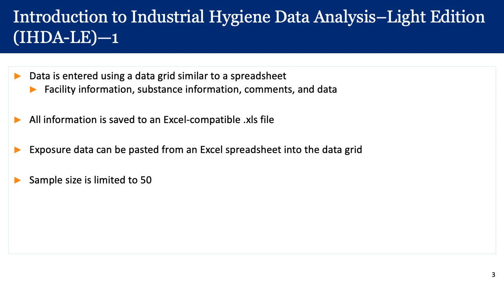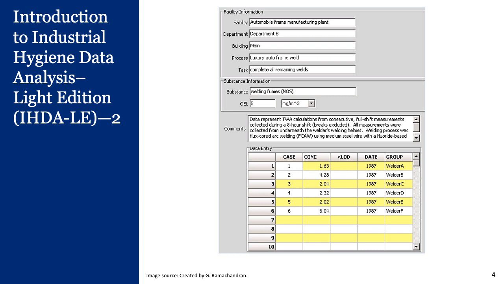The data is entered using a grid similar to an Excel spreadsheet, and you can enter information on the facility and substance and comments and data, and all the information can be saved to an Excel compatible file. And also exposure data can be pasted from an Excel spreadsheet onto the data grid. And the sample size for the light edition is limited to 50. So this is a screenshot from this data entry page of this software.